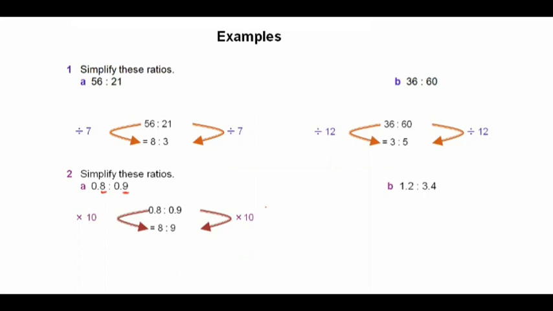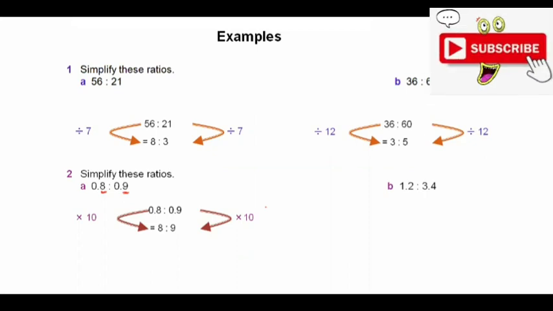8 and 9 both are consecutive numbers. So they are co-prime. So this is in the simplest form.